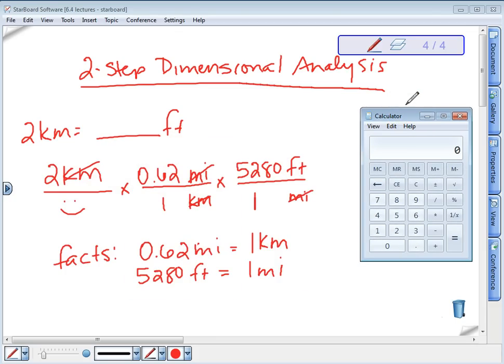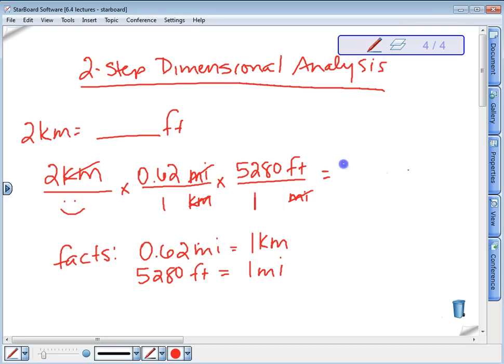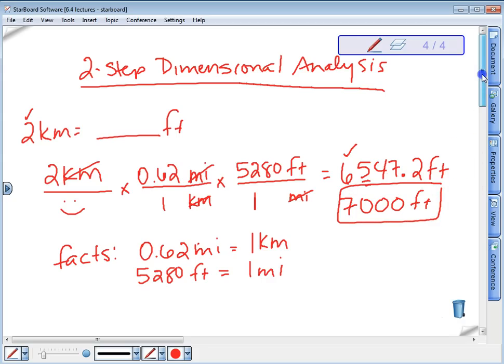Right? I can say 2 kilometers times 0.62 miles times 5,280 feet. Divided by 1 times 1 is 1, so I'm just dividing by 1. Divide by 1, and I get 6,547.2 feet. I only had 1 significant digit, so I need only 1 significant digit here in my answer. Since there's a 5 behind that 6, I round it up, and I get approximately 7,000 feet.